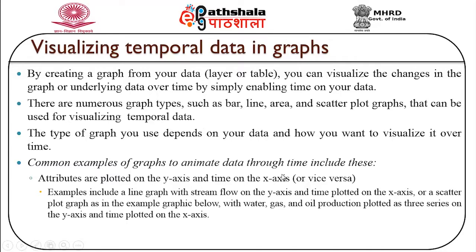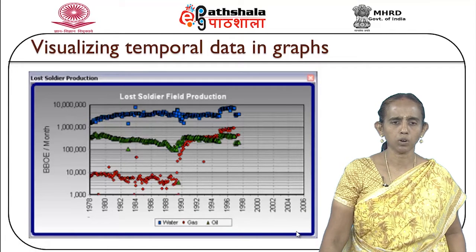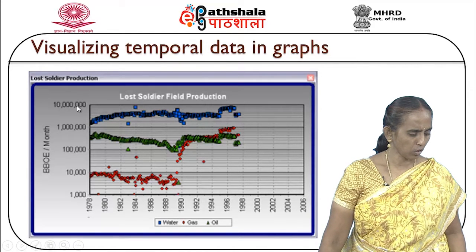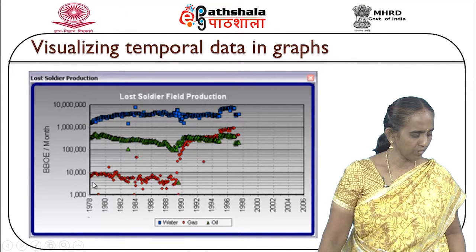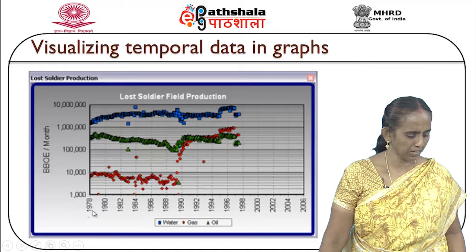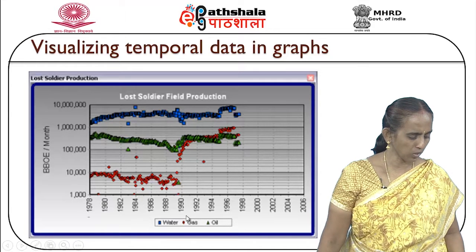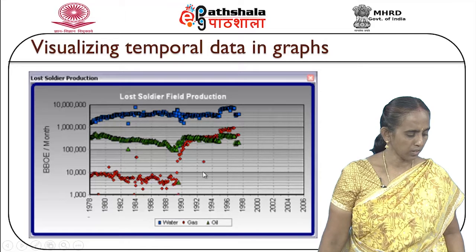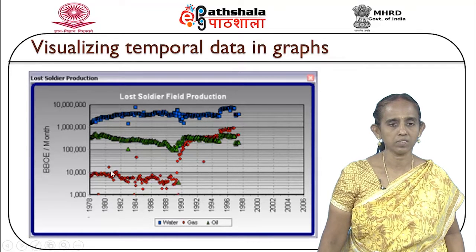Attributes are plotted on the y-axis and time on the x-axis, or vice versa. Some examples include a line graph with stream flow on the y-axis and time plotted on the x-axis, or a scatter plot graph, as in the example graph below, with water, gas and oil production plotted as 3 series on the y-axis and time plotted on the x-axis. So we have the Lost Soldier field production, and the time series, with time running from the left hand side to the right hand side from 1978 to 2006, and we have water, gas and oil, which are represented as 3 individual lines here.